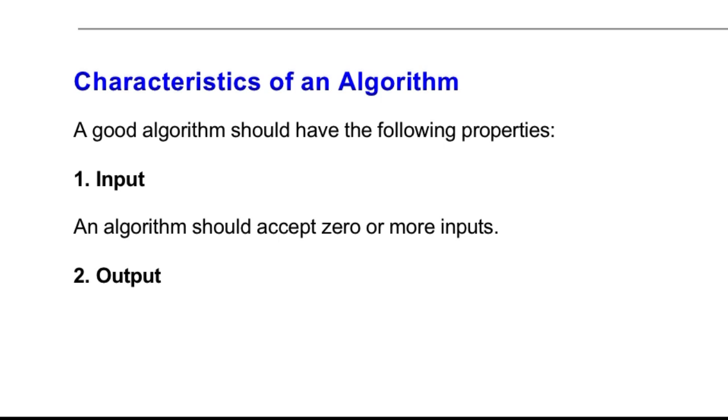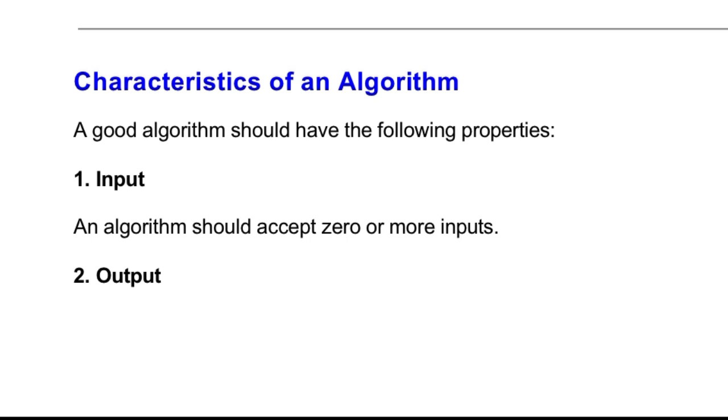Characteristics of an algorithm. Every good algorithm should have some important properties. There are 5 characteristics. First one input, second one output, third one definiteness, fourth one finiteness, fifth one effectiveness. Then move to the first one, input. We know every algorithm accepts some input. An algorithm should accept 0 or more inputs.